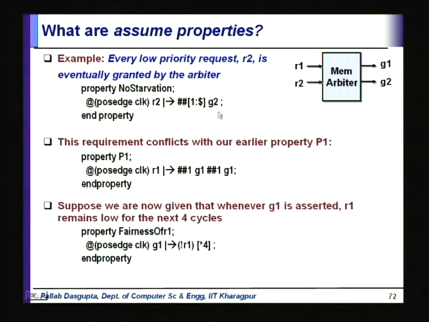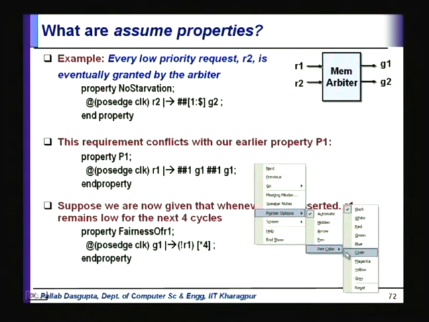Now, the problem is that this property conflicts with our earlier property P1. Remember what P1 was? P1 was that whenever the high priority request comes, then for the next 2 cycles grant must be asserted. Now, why does this conflict with this? G1 has to be high for 2 cycles and there G2 can be high in the second cycle. But this one only says that G2 has to be high sometime in the future.